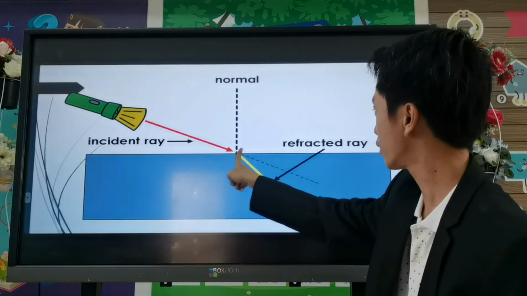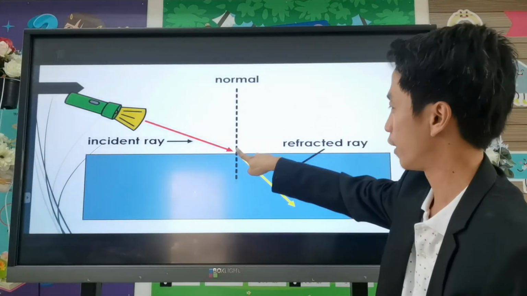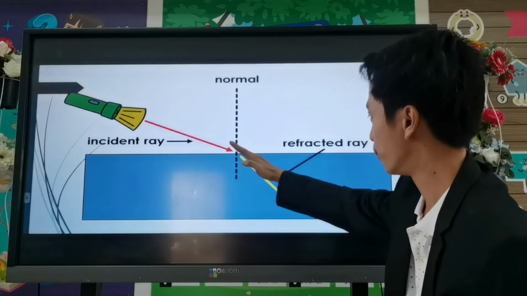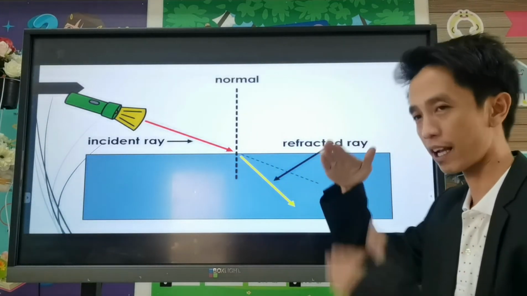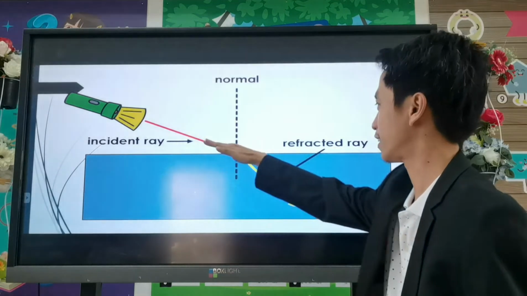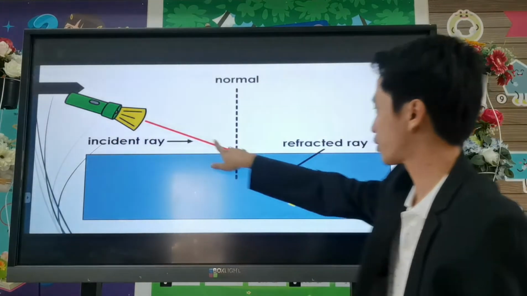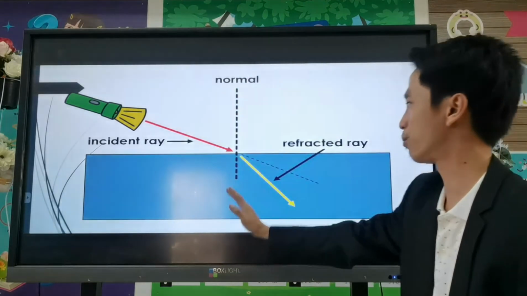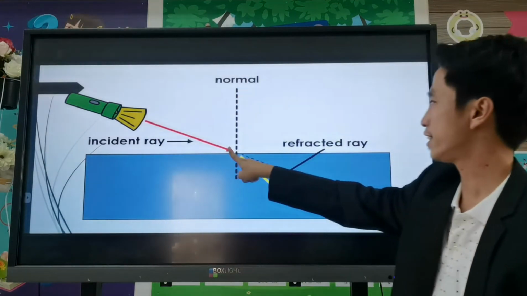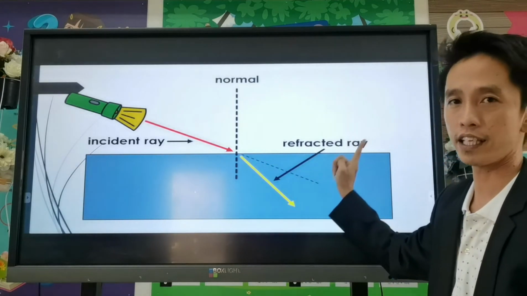If the line goes like this, that is reflected. But if the line bends a little bit, not straight, that is refracted. Okay, next. One more again. Let's say incident ray, refracted ray. Here's the middle, the normal. Again, the red is the incident ray and it bends, so we will call it the refracted ray.